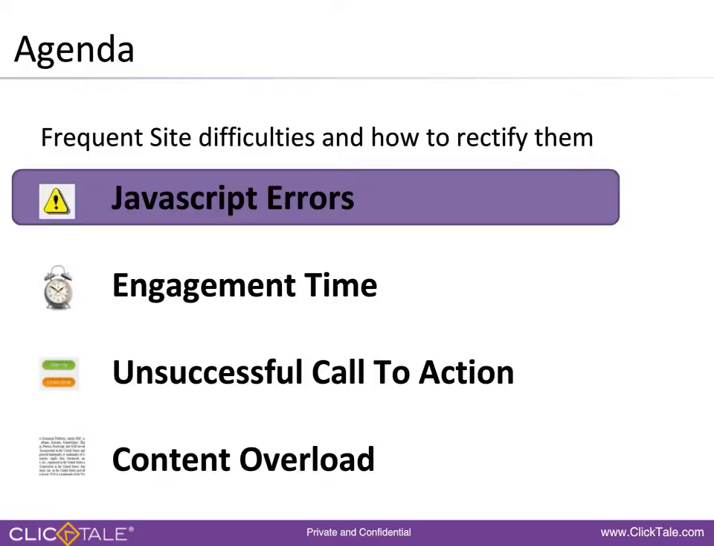Okay, so there are 4 different signifiers that I like to focus on in order to understand how to improve your site performance. One is JavaScript errors, as you can see, engagement time, unsuccessful call to actions, and content overload. I'm going to start with JavaScript errors.